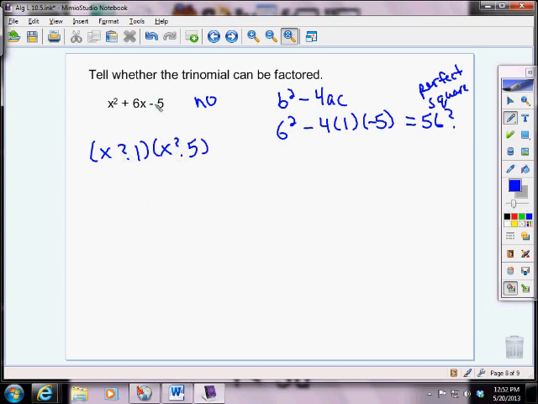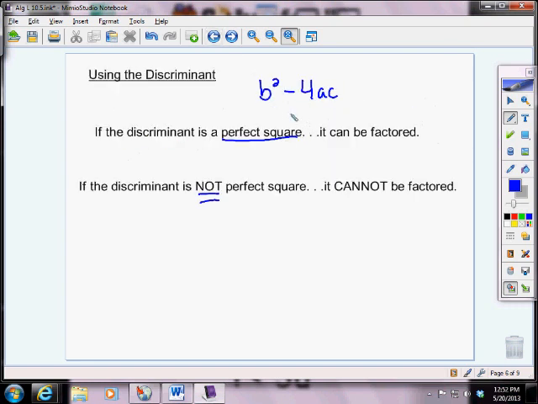Now, if this was a positive 5, that's different. I could put a plus sign in both of these, and that would give me 6, but it's not. So, can this be factored? No. The reason? Because it's not a perfect square. Using the discriminant can save you a lot of time when trying to factor quadratic equations.